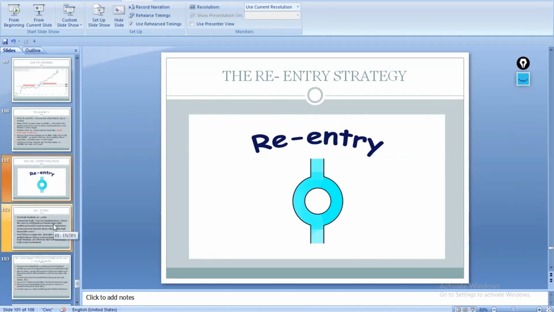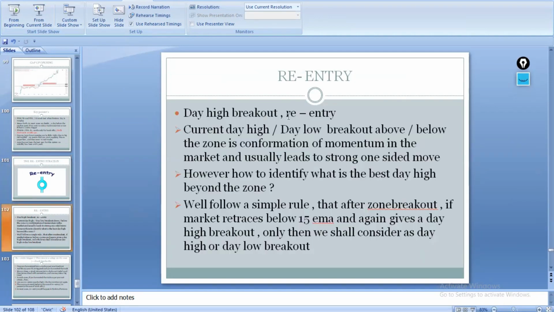So let's go and talk about this re-entry system. Day high breakout re-entry. Current day high, current day low breakout above or below the zone is a confirmation of momentum in the market and usually leads to strong one side momentum.